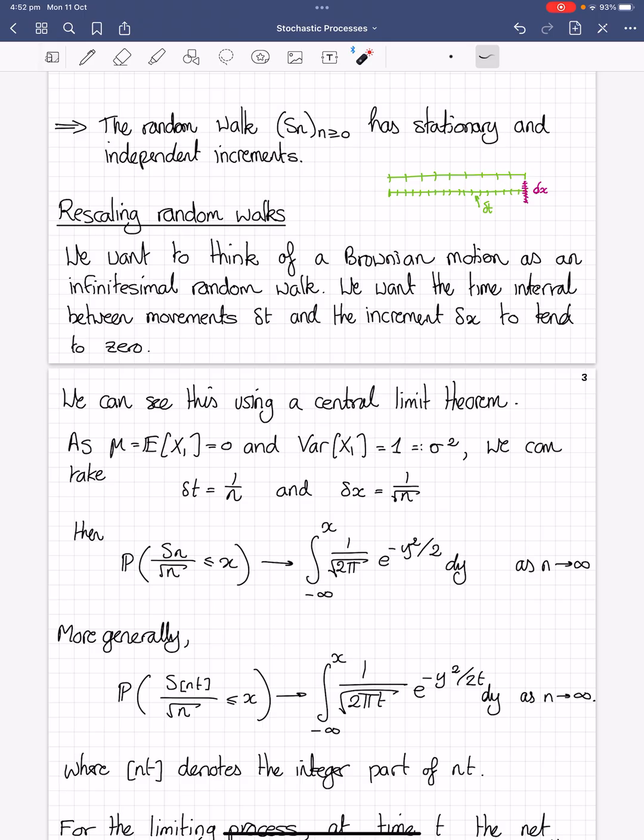infinity, these delta t's become small and the delta x's become small. What it also means is that if we rescale, using the central limit theorem, we don't actually have to take off the mean, and then we divide by this spatial scaling. Then the probability distribution of this quantity, as n goes to infinity, approaches the CDF of a standard normal.